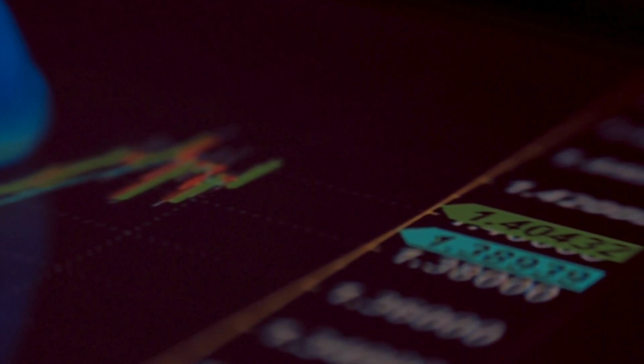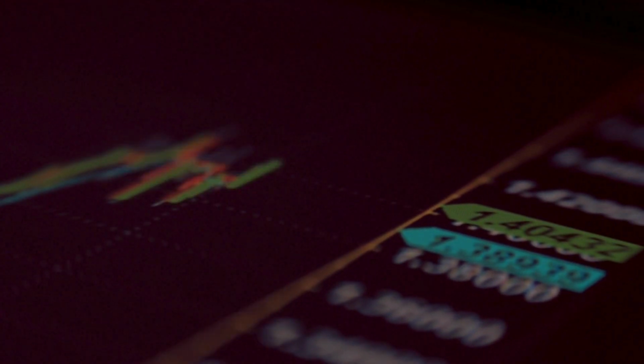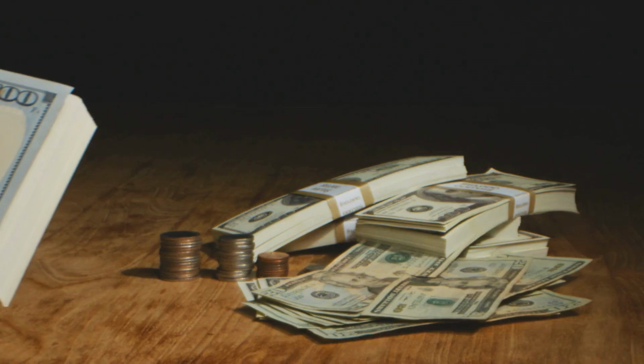In summary, lot size is not just a number on your trading platform. It's a key tool that can determine the success or failure of your trades. Choosing the correct lot size allows you to control risk, trade with confidence, and achieve long-term sustainability in the market. Whether you're a beginner or an experienced trader, mastering this concept is a crucial step on your path to Forex success.